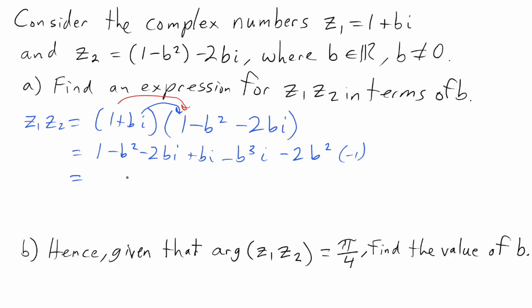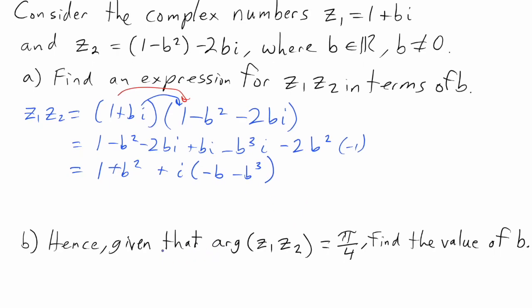So let's simplify and write the real parts and the imaginary parts separately. So we're going to have 1, and then we get a negative b squared, and this is going to be a plus 2b squared here. So altogether, that's going to be 1 plus b squared. And then for the imaginary parts, we've got a negative 2b, a plus b, so we're going to have a negative b and a negative b cubed here. So that's the answer to part A.